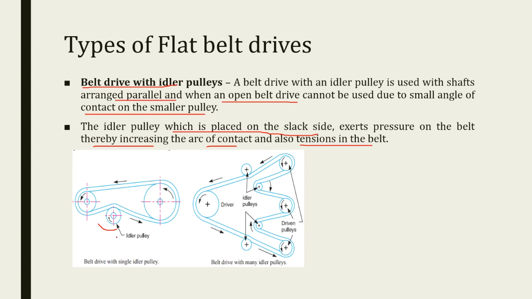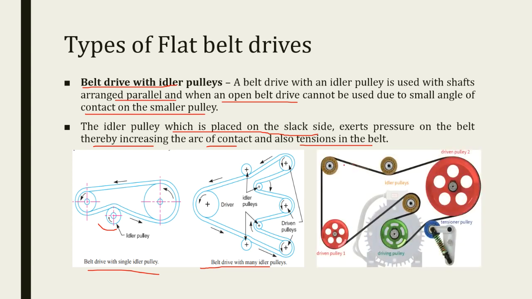So the first image here depicts the belt drive with a single idler pulley, and you can also make use of multiple idler pulleys. When you make use of multiple idler pulleys, this is how the system looks. You have one driver and one driven, and the rest are all idler pulleys over which the belt is mounted, and then it is completed.